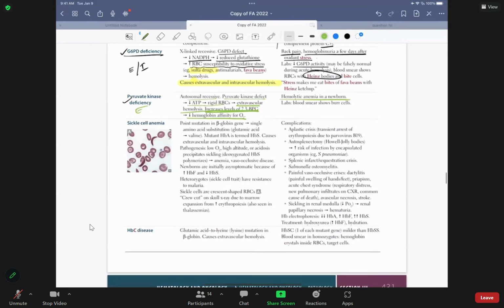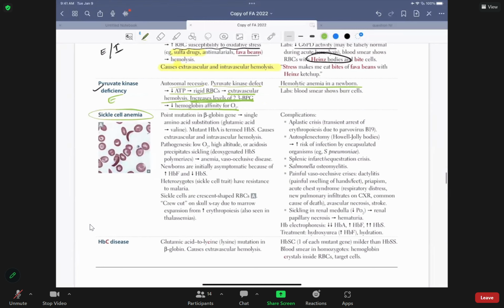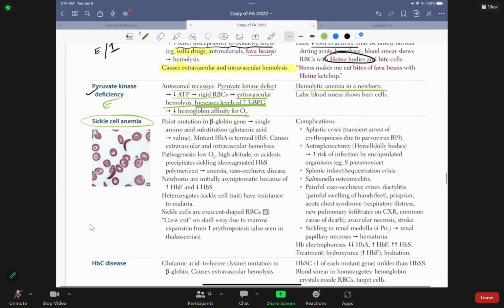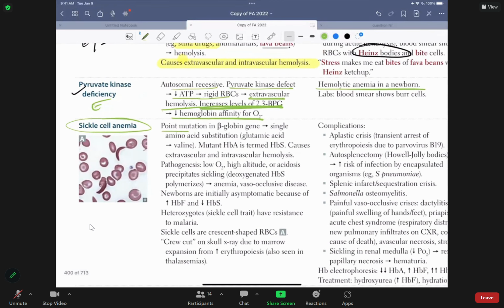Now, next one, sickle cell anemia. This is a big disease. Okay. Now, let's talk about sickle cell anemia. It's a point mutation of the beta globin gene. There's a single amino acid substitution. So what does that mean? One of the amino acids is replaced.